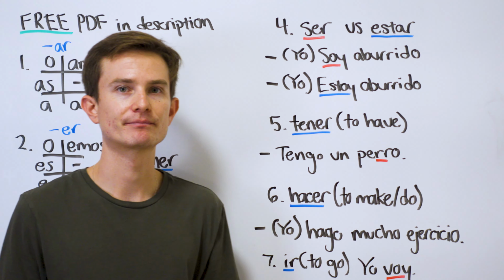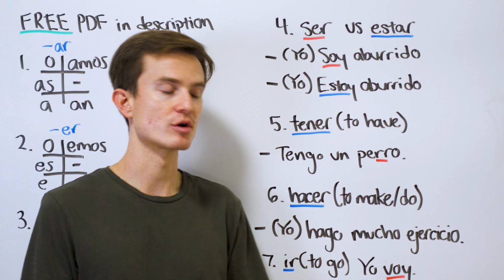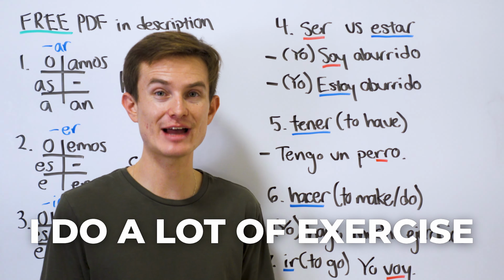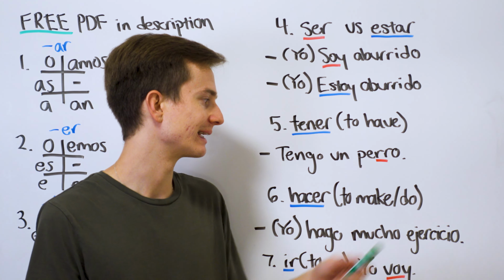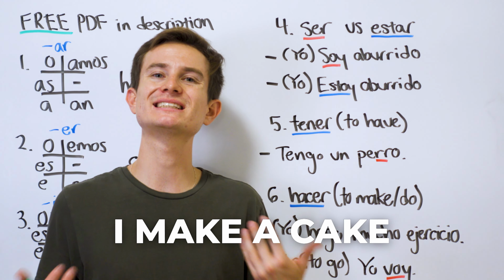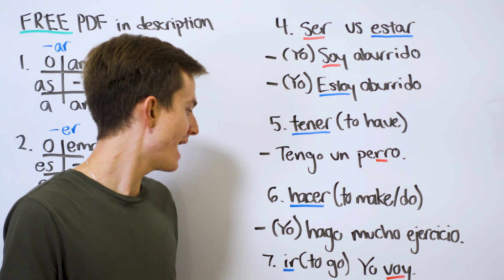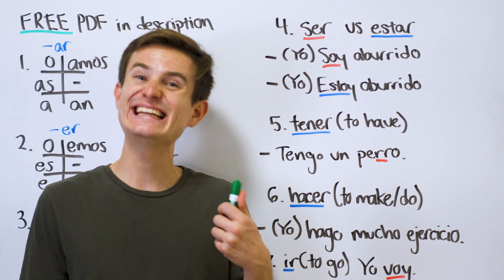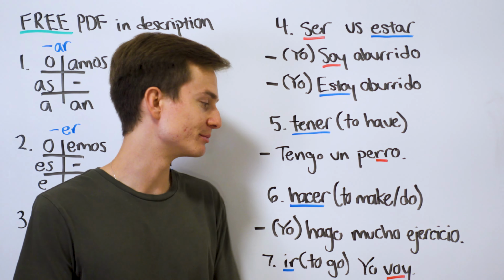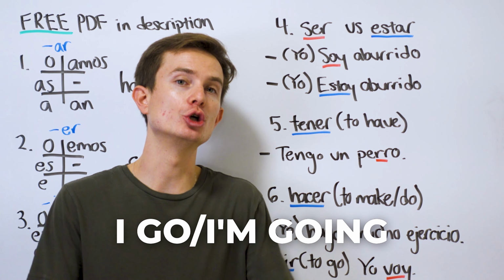Tengo un perro, okay? Hacer, meaning to make or to do. For example, yo hago mucho ejercicio. I do lots of exercise. Yo hago mucho ejercicio. Now, if you want to say make, I could say yo hago un pastel. Yo hago un pastel. I make a cake. Okay? And finally, we have this awesome little verb, ir, meaning to go. Once again, it's an irregular and it doesn't follow regular conjugation patterns. We have yo voy, I go, or I am going.